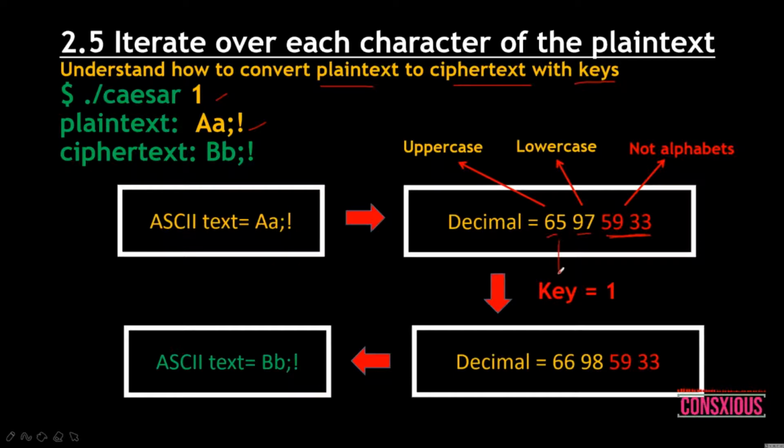So we can just plus 1 the key. You can see 65 to 66, 97 to 98, but these two will remain the same. That means these two symbols will not change, but the alphabets will change. After we add, we convert back to ASCII text. It will become uppercase B and lowercase b, semicolon, exclamation point. This is the process from plaintext to ciphertext.